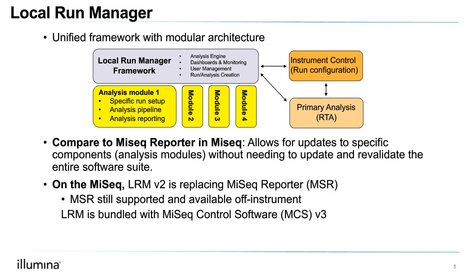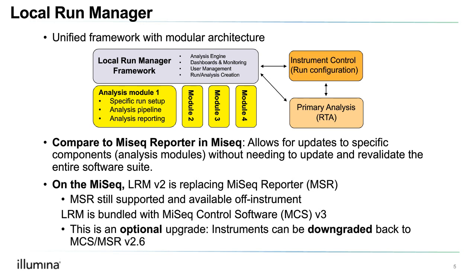Speaking of MiSeq Reporter, on the MiSeq instrument with MiSeq Control Software version 3, Local Run Manager version 2 is replacing MiSeq Reporter. If you upgrade your MiSeq instrument from MiSeq Control Software version 2 to version 3, then Local Run Manager is built in with this control software version. MiSeq Reporter is still supported and available off instrument. This is an optional upgrade, so the instrument can be downgraded from Control Software version 3 back to MiSeq Control Software version 2 with MiSeq Reporter.